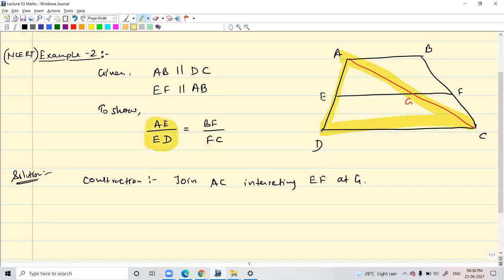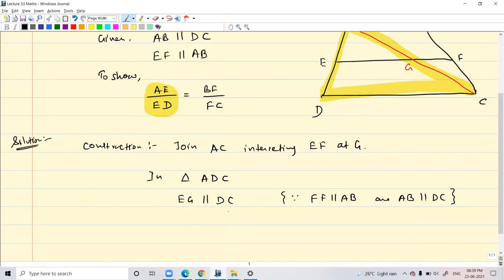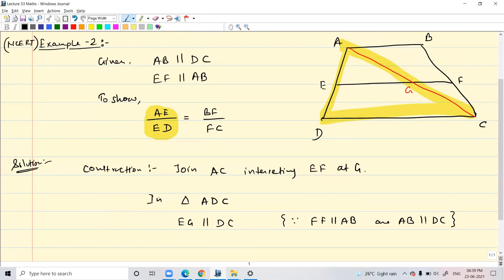Now we have the triangle ADC. So let's just focus on this triangle as of now. And we'll try to get this left hand side ratio AE by ED. Let's see what AE by ED is equal to. So in triangle ADC, we can say that EG is parallel to DC. Why is it parallel? Just put in the bracket, because EF is parallel to AB and AB is parallel to DC. That's why EG will be parallel to DC. Everyone okay with this up to here?